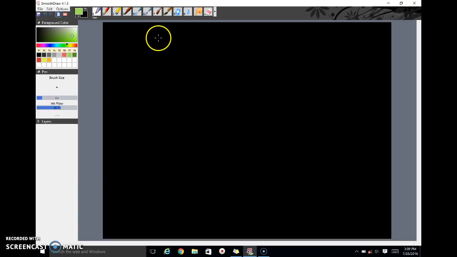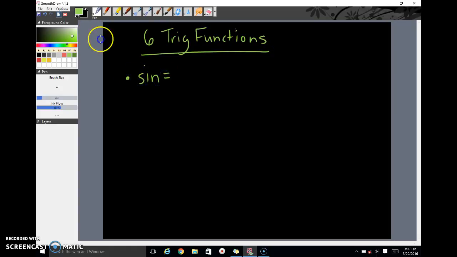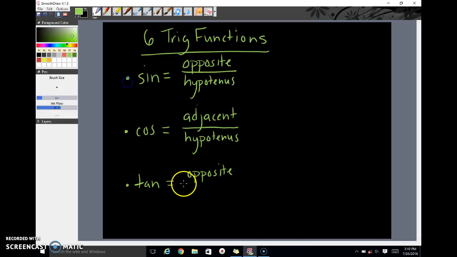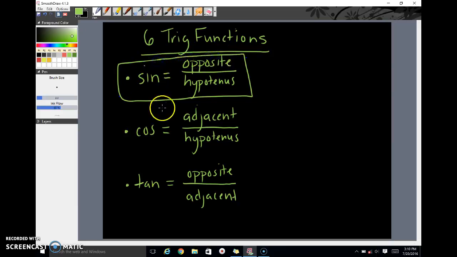One reason we need to know which sides are opposite, adjacent, and hypotenuse is because we have 6 trig functions, and these 6 trig functions deal directly with the sides of the triangle. The first trig function is sine, which is simply the opposite leg over the hypotenuse. The next is cosine, the adjacent leg over the hypotenuse. The third is tangent, which is the opposite leg over the adjacent leg. These are our main 3 trig functions: sine, cosine, and tangent.